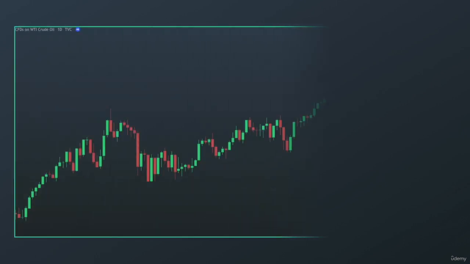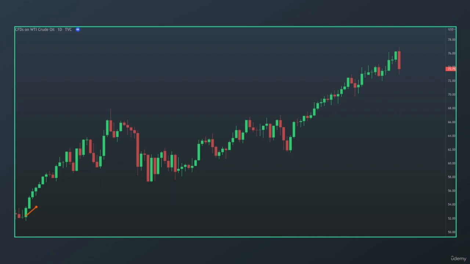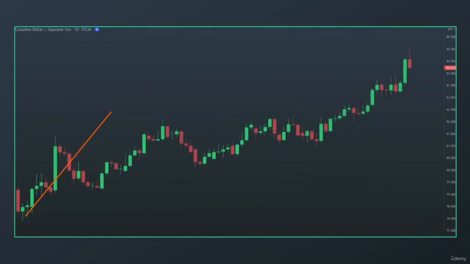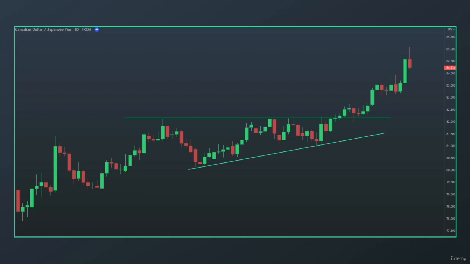Okay, so let's have an example. Crude oil daily time frame. So impulsive move to the upside, followed by a consolidation that formed into an ascending triangle. So we will wait for a breakout and then put our invalidation below the low, and then for our target, the height of this triangle plotted after breaking out. Okay, so this will be our profit target. Another example, Canadian dollar versus Japanese yen daily time frame. So an upside move followed by ascending triangle. So consolidation. We will wait again for a breakout for our confirmation, and then invalidation below the low.